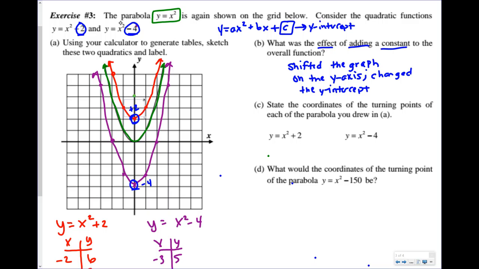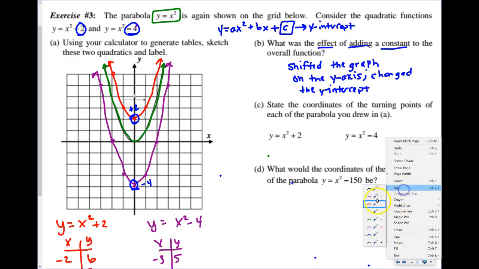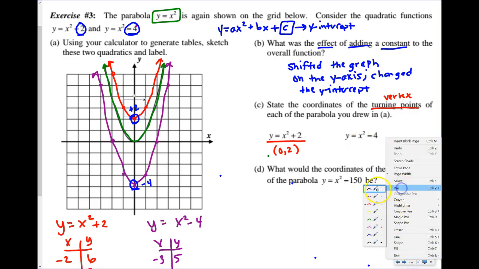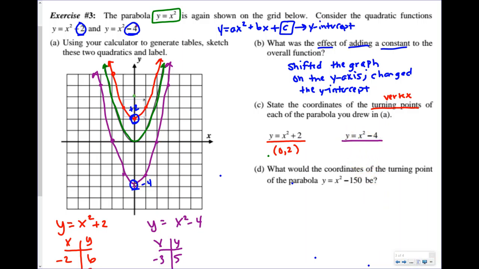Okay? Letter C says state the turning points. That's another fancy word. That's a way to say vertex of each of the parabolas you drew in A. So what's the vertex of y equals x squared plus 2? That's my red. That's right here. Well, that vertex is at 0, 2. What's my vertex on the purple? Y equals x squared minus 4. That's right here. And that's at 0, negative 4.